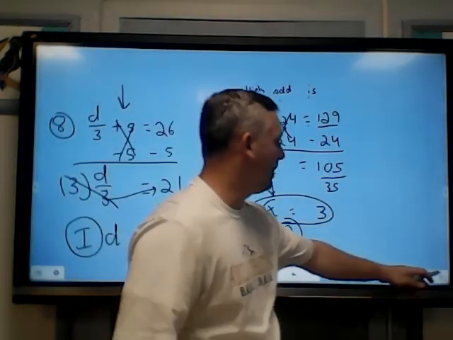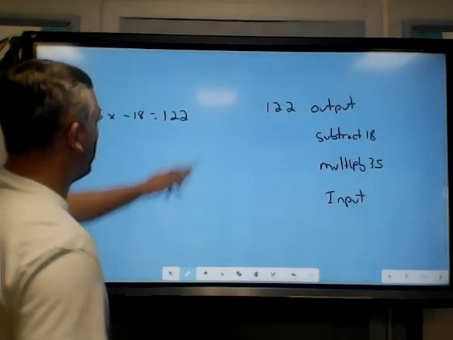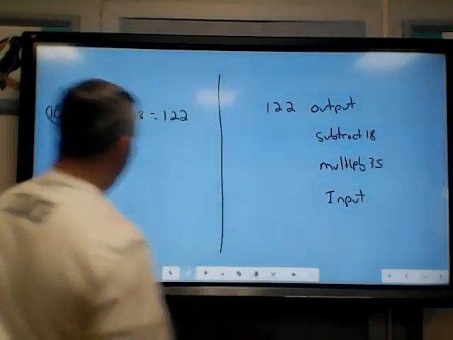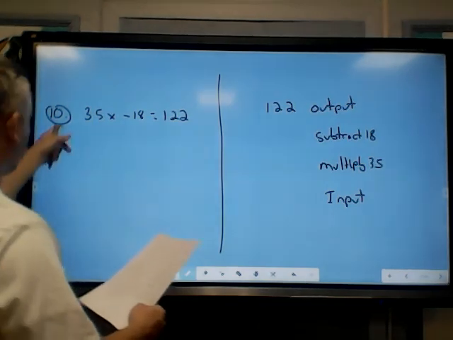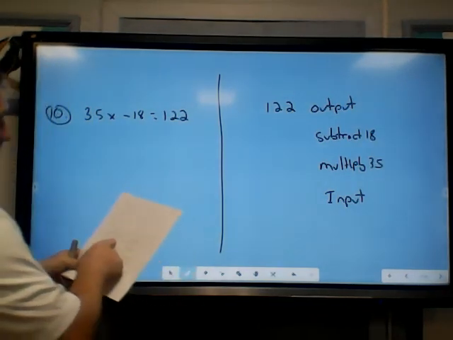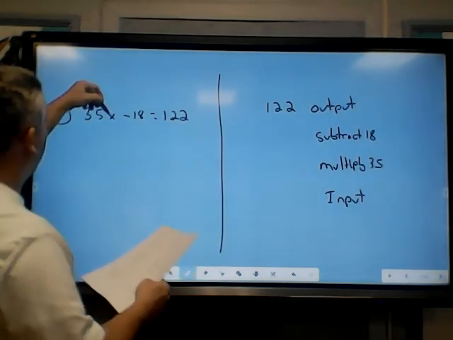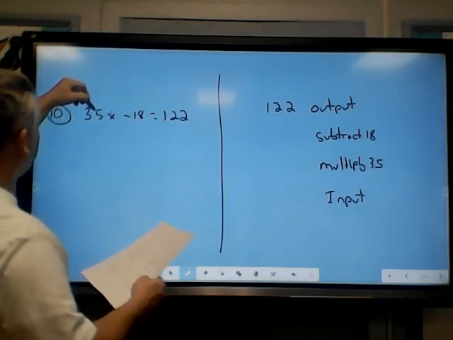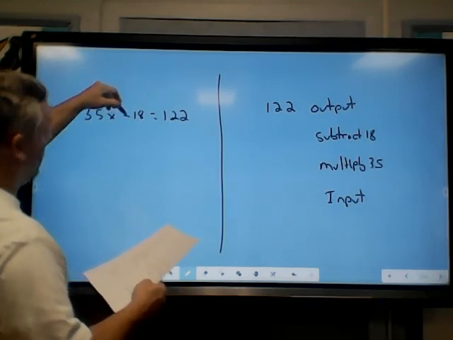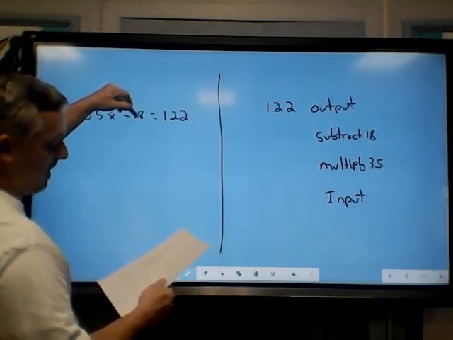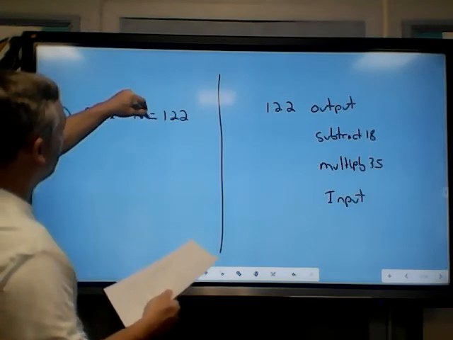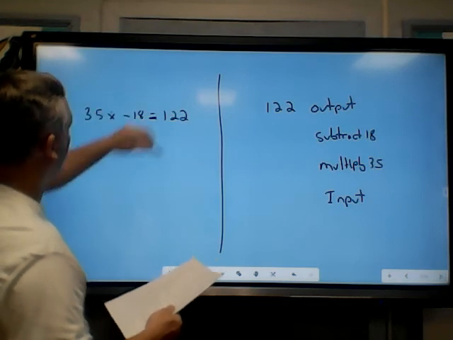Now, number 10, I'm going to do it two ways for you because you might have a shortcut way. Number 10 is the same question except for different numbers. It's on the test. So the rule for a certain function is to multiply my input by 35. So 35 times x and subtract 18. The input value when the output is, your equal sign, 122.